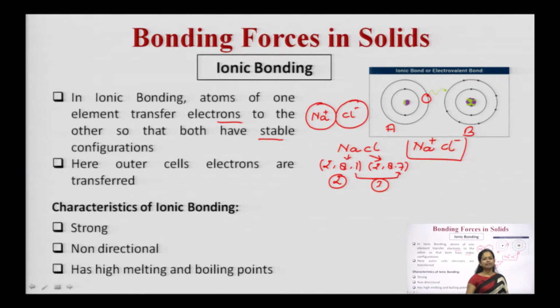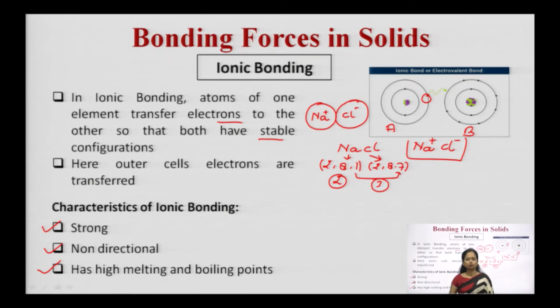What are the properties of ionic bonding? There are some important properties. These bonds are very strong. These bonds are non-directional, and ionic bonds have very high melting and boiling points. So, these are some of the important characteristics of the ionic bonding.